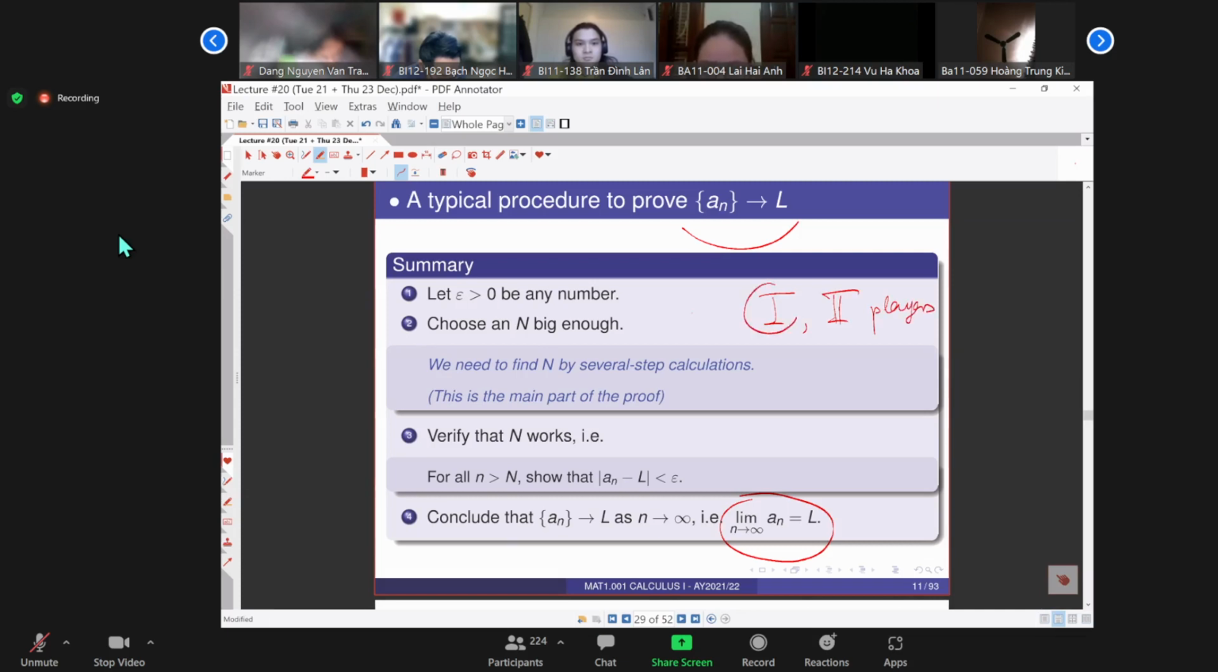Cái người thứ nhất chọn ra một số epsilon bất kỳ để mà tính đến chuyện là L cộng epsilon và L trừ epsilon. Hay nói cách khác, người thứ nhất đưa ra một cái bẫy xung quanh điểm L, là một người bất kỳ. Nhưng mà cái người thứ hai là sinh viên của USTH đã học cái môn calculus này.